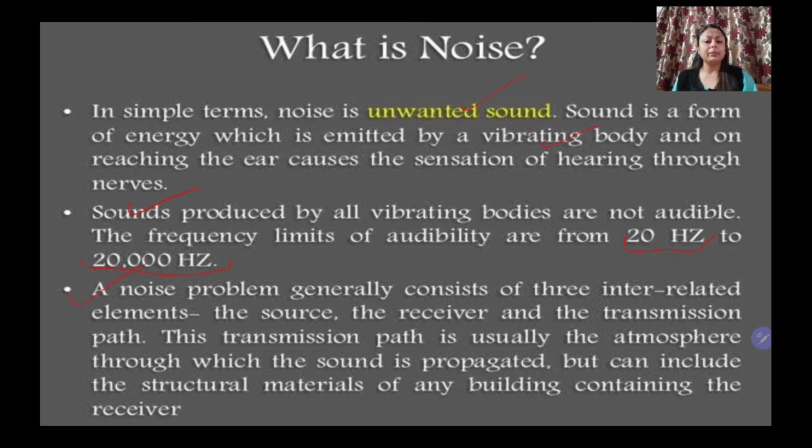A noise problem generally consists of three interrelated elements: the source from where the noise is coming, the receiver, and the transmission path. So these are the three interrelated elements when a sound becomes noise. This transmission path is usually the atmosphere through which sound is propagated, but can include the structural material of any building containing the receiver. So like this, students, this is all about noise.